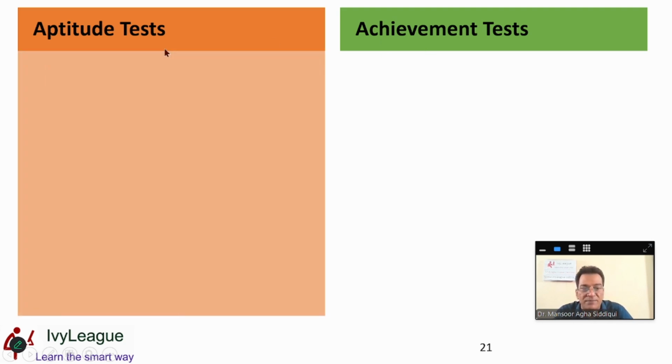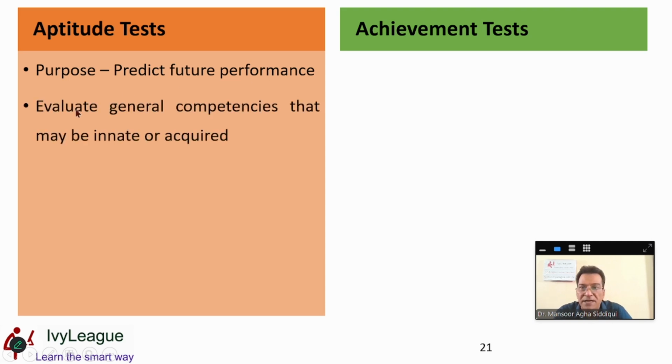Aptitude tests, if you look at them, tests such as CSAT is an aptitude test. Tests such as IMCAT, GMAT, GRE, SAT, SSCGL, all of them are aptitude tests. So the purpose of aptitude tests is to predict future performance of a person, and it evaluates general competencies, which can be competencies which you have since birth, or they can be competencies or abilities which you have acquired over the years, or you acquire them only for the purpose of the examination.